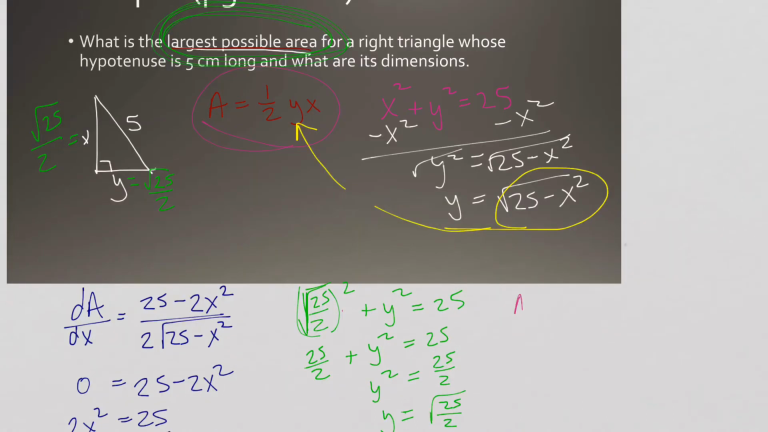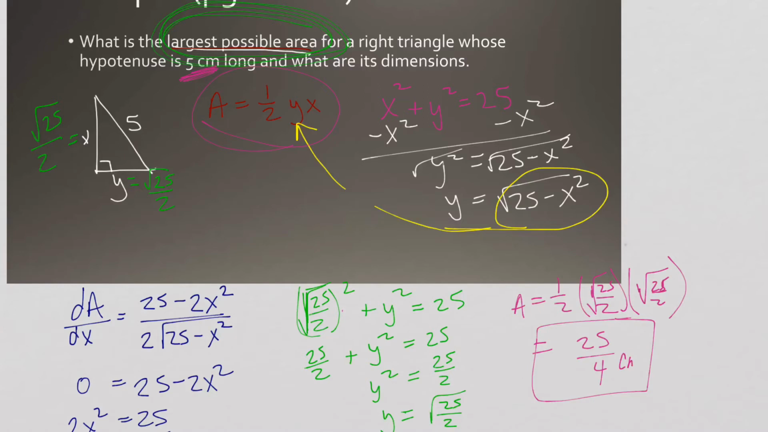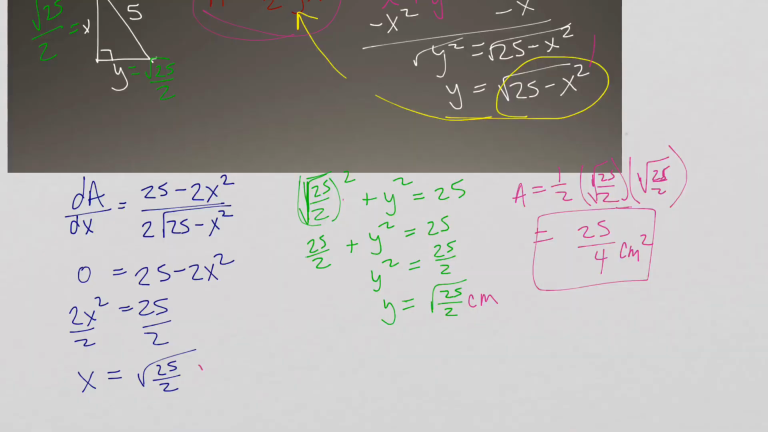So we know area equals 1/2 times the square root of 25 over 2 times the square root of 25 over 2, which is going to end up with 25 over 4. Let your calculator do that. Now it tells me that this is given in centimeters, so this is centimeters squared. You can also label your y in centimeters and your x in centimeters.